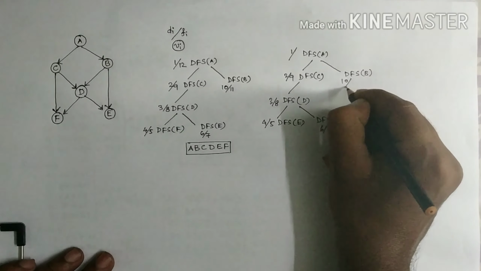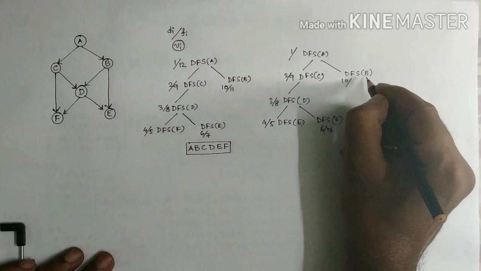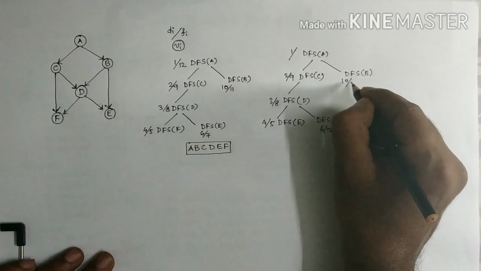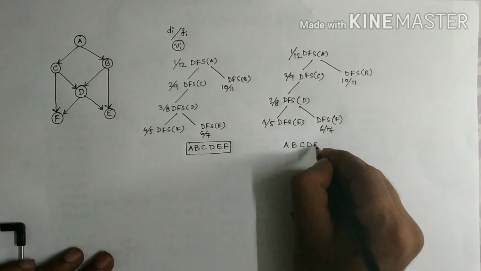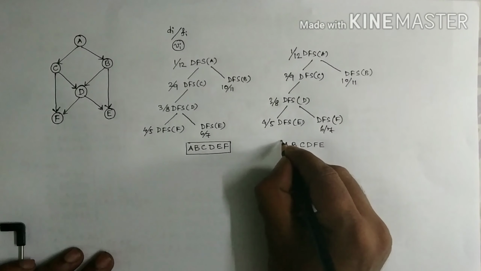Is there any unvisited adjacent of B? No. So finish B. Backtrack from A. Check, is there any unvisited adjacent of A? No. So finish A. Write the nodes according to descending order of finish time. The order becomes A, B, C, D, F, E.